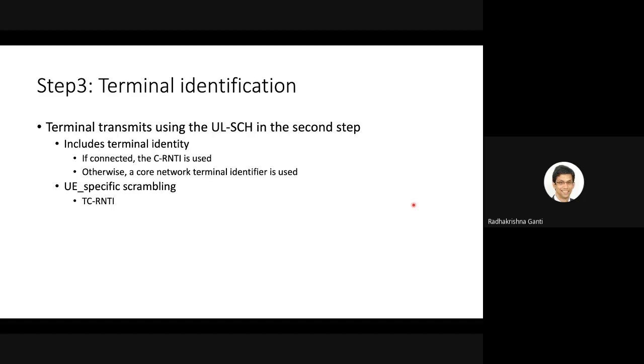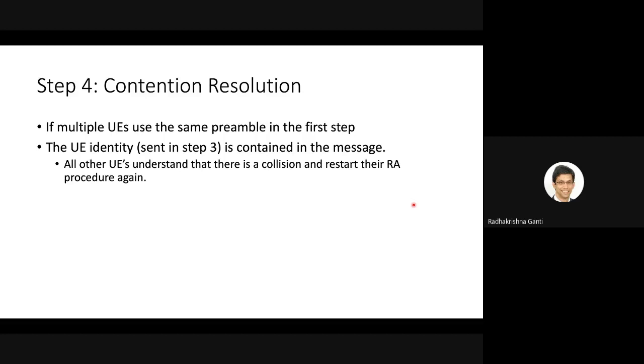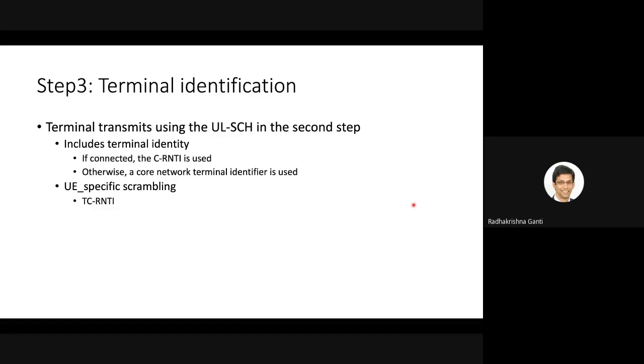There are two things that might happen in step 3. Both of them will collide, and the base station will not be able to identify anything. Once the base station is not able to identify both these packets, then in step 4, the step 4 packet will not come from the base station to both these UEs. The UEs will time out and then restart the process.